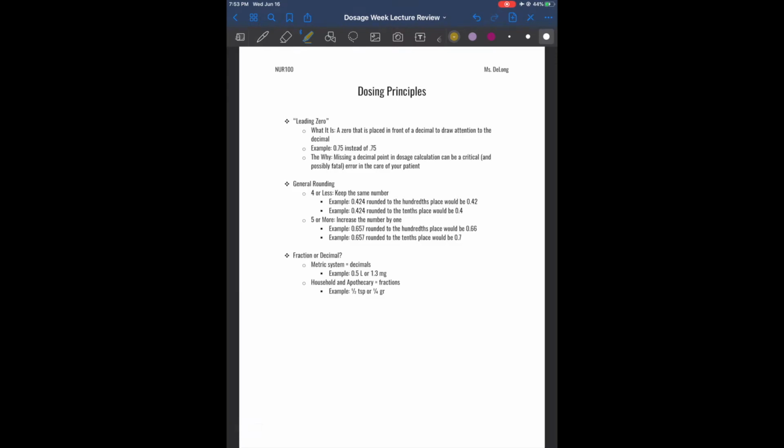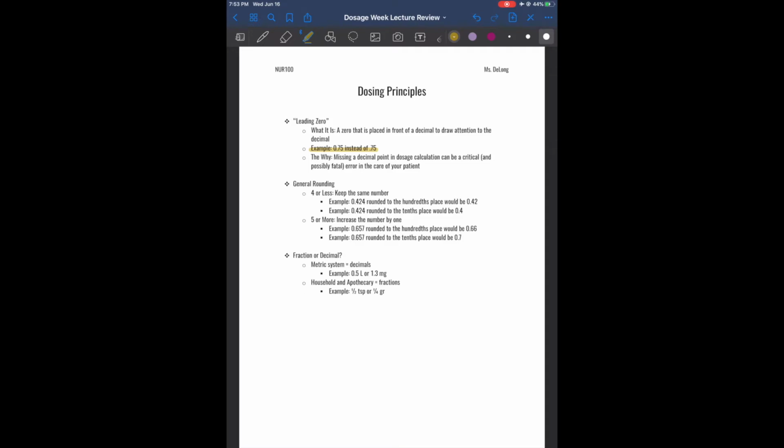So leading zeros is something that we didn't hit on in class, but we definitely need to discuss a little bit. A leading zero is a zero that's placed in front of the decimal to draw attention to it. So for the example here, 0.75 instead of .75. And that's so important because if you miss a decimal point in a dosage calculation, it could be a critical or fatal error in the care of your patient.